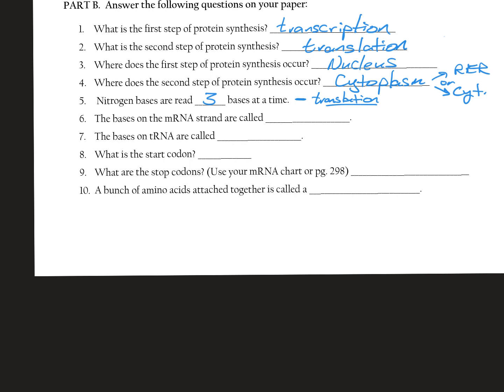The bases on the mRNA stand for what? Codons, right? The bases on tRNA are called anticodons. Remember, they're triplets. Right, triplets. What is the start codon?